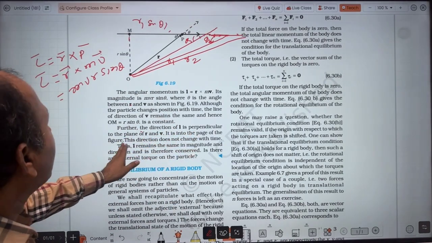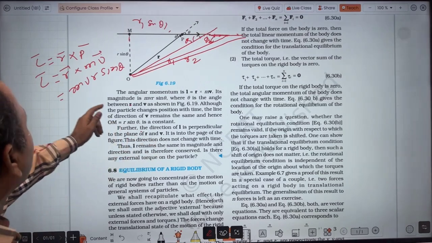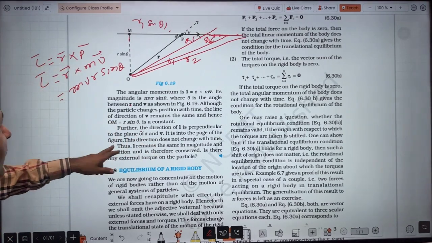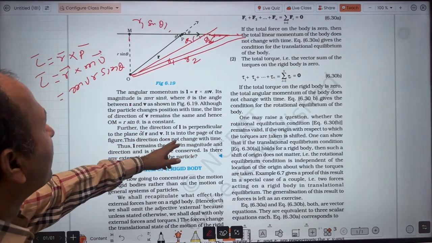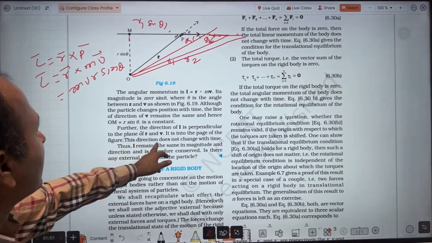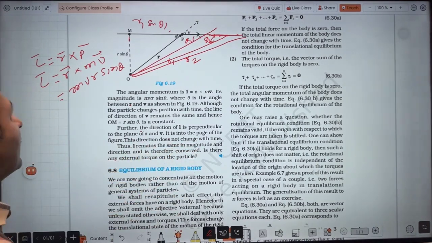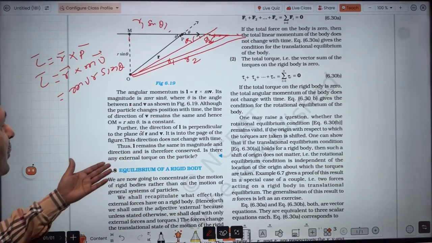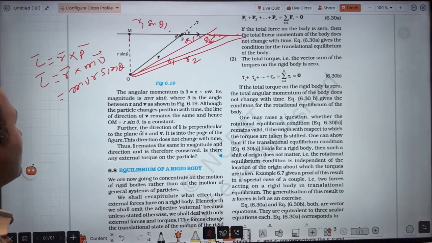Further, the direction of L is perpendicular to that of r and v, that you know very well. It is also into the page of the figure. This direction does not change with time. So L remains the same in magnitude and direction and is therefore conserved.